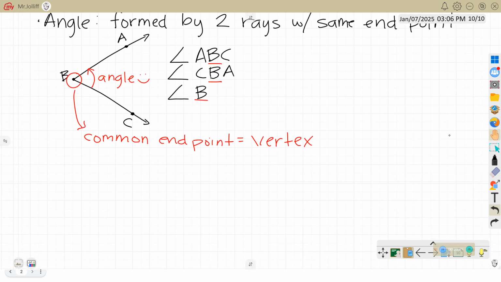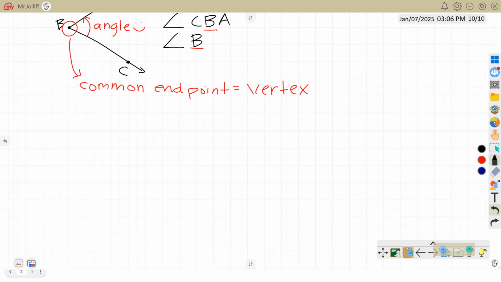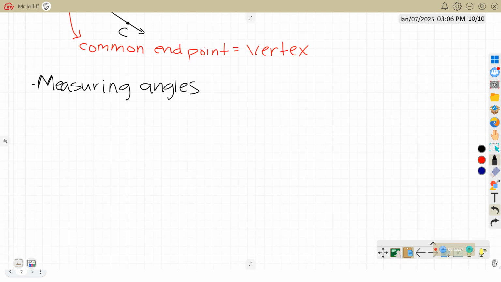So next thing we're going to talk about is measuring angles. And we have a few more vocab words to go over, and then we're going to do some actual calculations. So bear with me. I'm going to draw another picture.